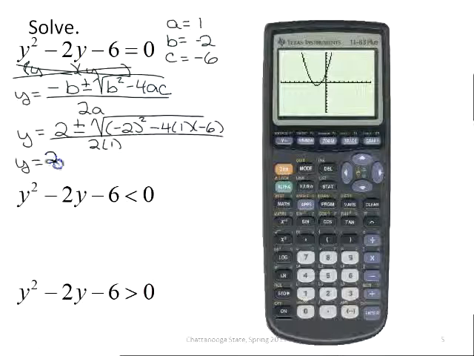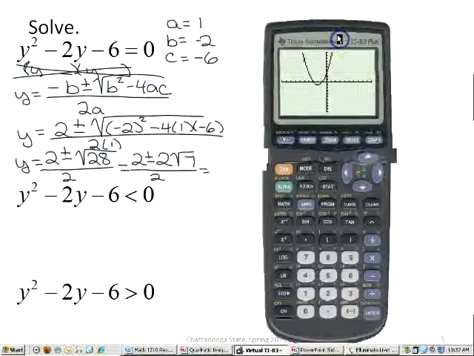So this will give me y equals 2 plus or minus the square root of, let's see, this is going to be 4 plus 24, which is 28. So I have 2 plus or minus the square root of 28 over 2. Now I want to simplify my radical because 28 is 4 times 7. I can take the square root of the 4 to get a 2 and leave the 7 under the radical.